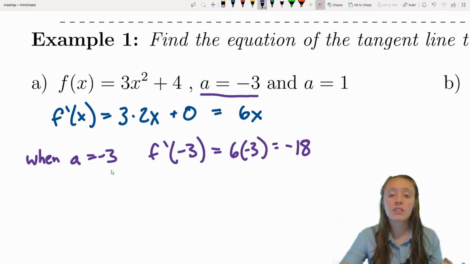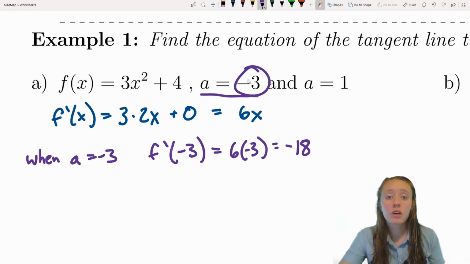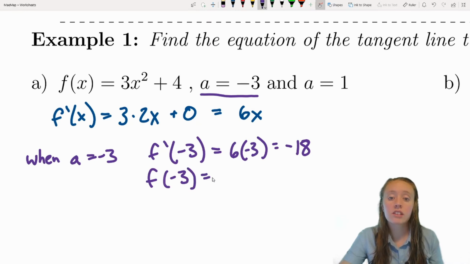But now I need to also find a point on my line. And how do I find a point on my line? Well, I've already got that x value. I just need to plug that into my original equation to also get the y value. So f of -3 is going to be 3 times -3 squared plus 4.